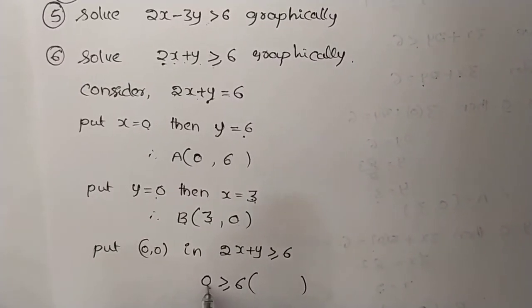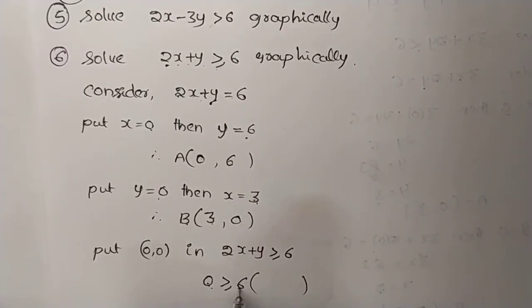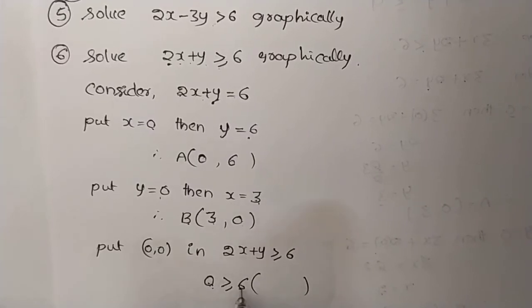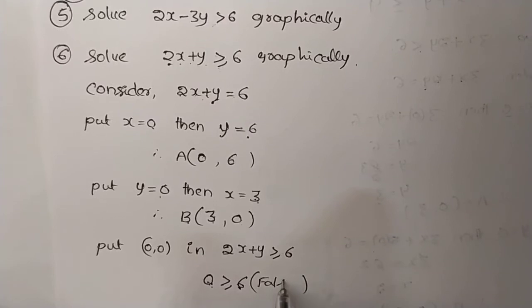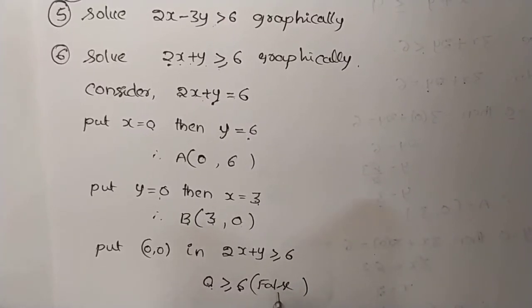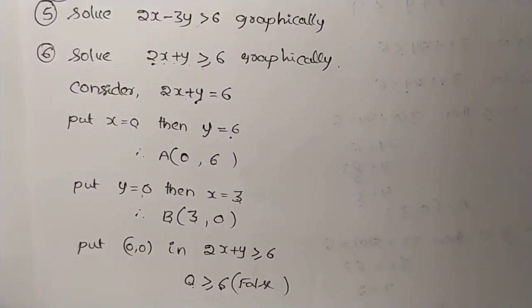It says that 0 is more than 6. Is this true? No, it is not true. That is false, right? If it is false, we have to shade apart from the origin. Except the origin, we have to shade the region.